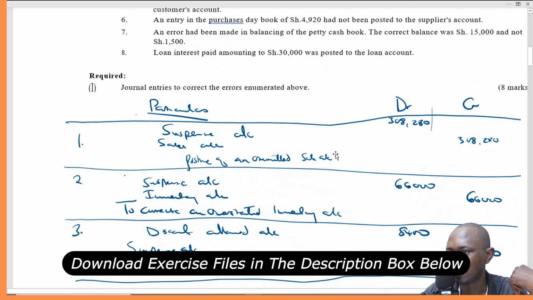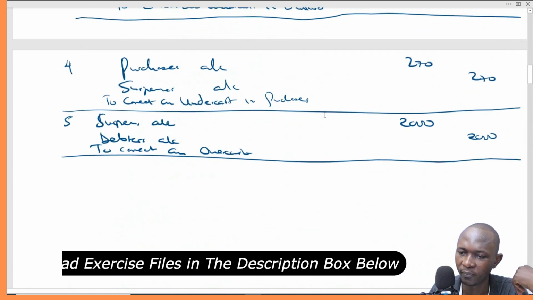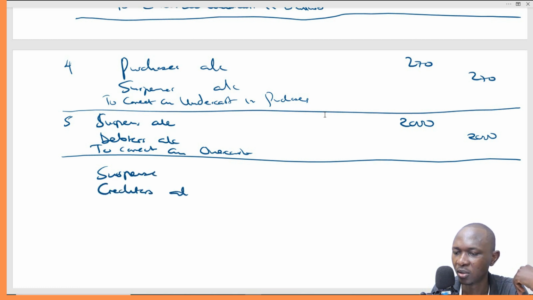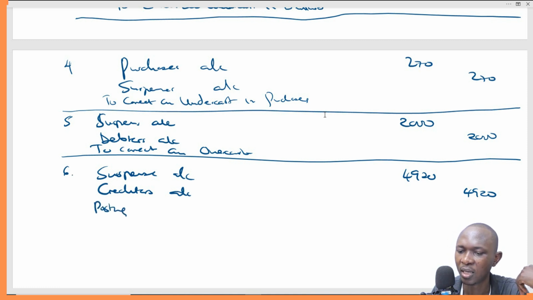So that means that we debit suspense account, and credit creditors account with the 4920. And then the narration, we can simply say posting a credit account omitted.